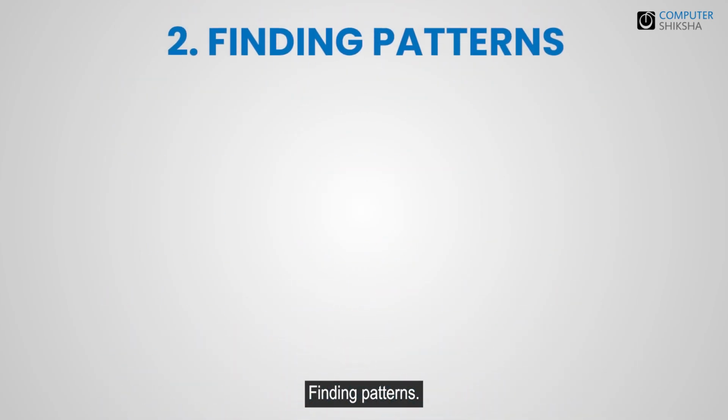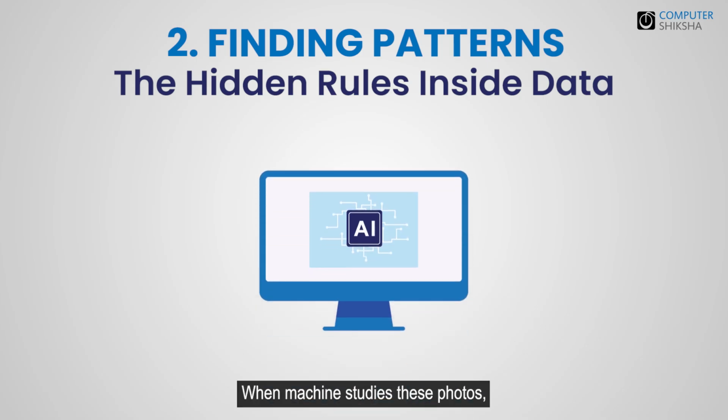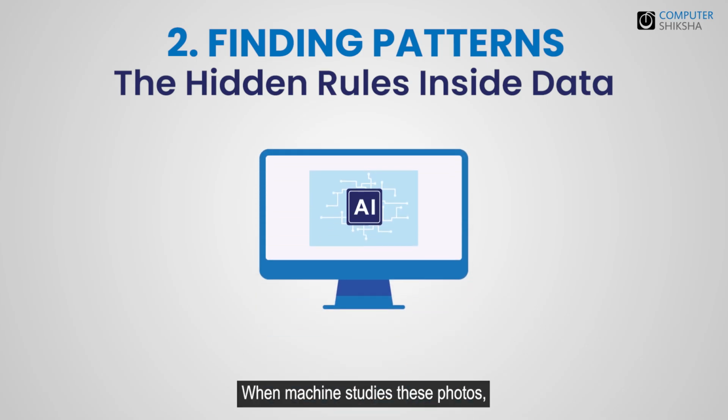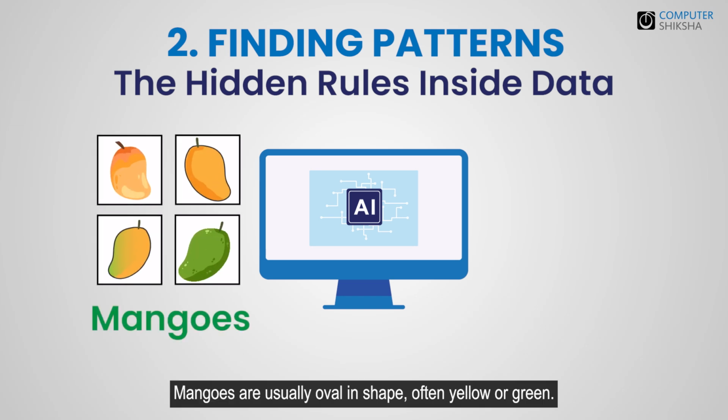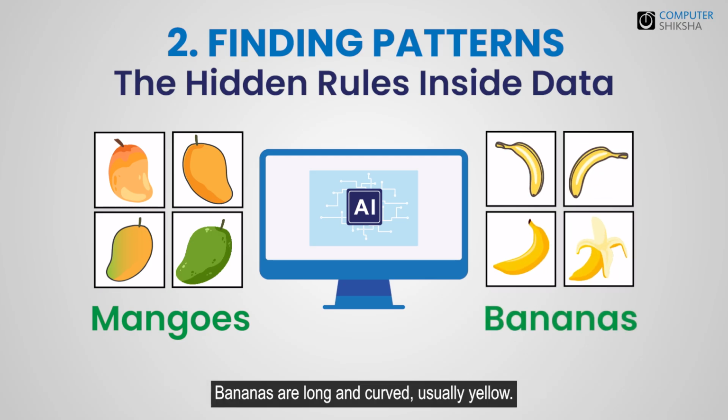Finding patterns. The hidden rules inside data. When the machine studies these photos, it looks for patterns. Mangoes are usually oval in shape, often yellow or green. Bananas are long and curved, usually yellow. The machine doesn't know this at the start, but by comparing many pictures, it discovers these patterns on its own.